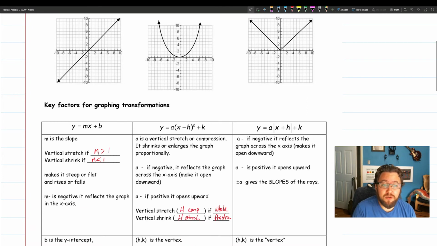A is the vertical stretch or compression. So that's going to either make our U steeper if it's a stretch, or fatter if it's a compression. Kind of like that. If A is negative, then this is going to flip over. So if A was -1, for instance, then we would just take our graph and just flip it.